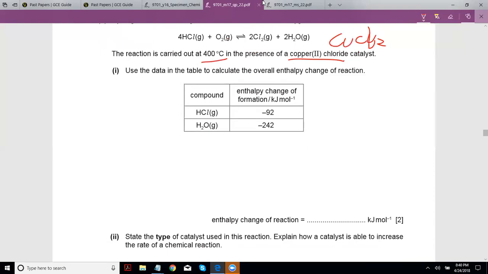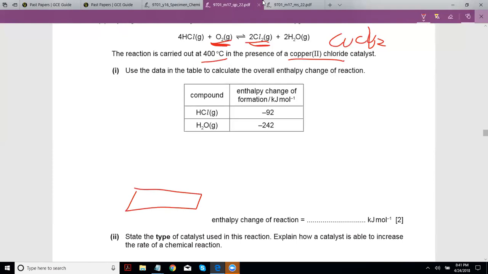So you have the enthalpy change of formation of HCl and of H2O. Obviously, the others won't have an enthalpy change of formation. What is enthalpy change of formation? You form a substance in its standard state from the elements in their standard states. So you won't have any enthalpy change of formation for oxygen gas because it is the element in its standard state. Chlorine gas is the element in its standard state.